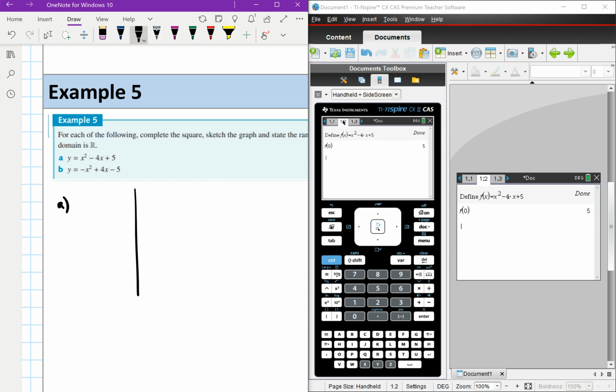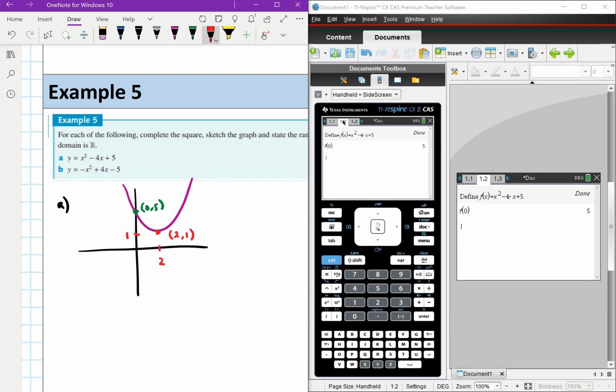So I now know that the graph looks something roughly like this. You've got your axes. The graph crosses at (0, 5), and you know that the turning point, which you found out, was (2, 1). That means when x is 2, the y value is 1.